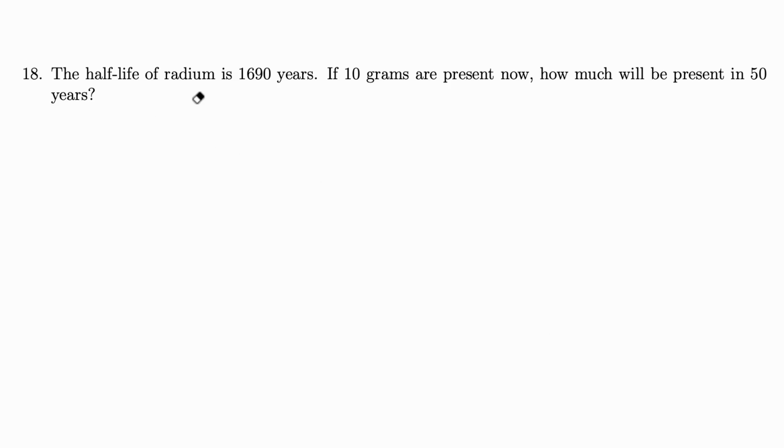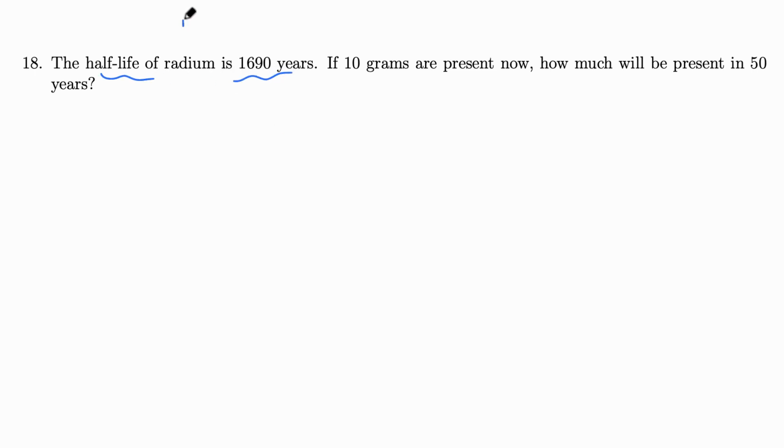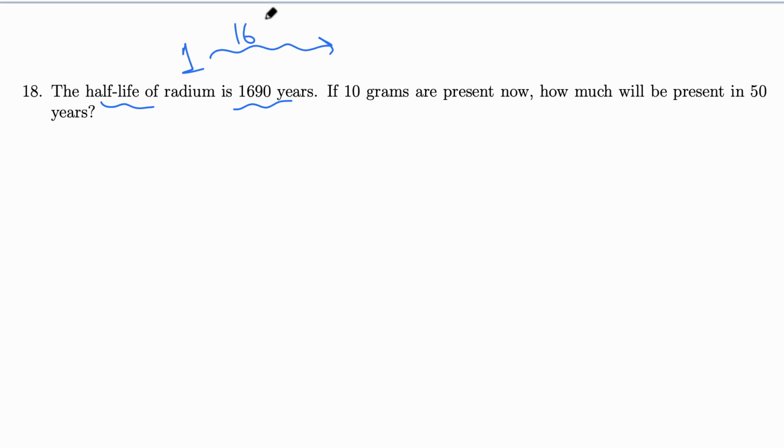The half-life of radium is 1690 years. So half-life means if we start with 1 unit of that radium, then in 1690 years it's going to go down to 1/2 unit, like 1 gram to 1/2 gram. So from this we can find the decay rate.